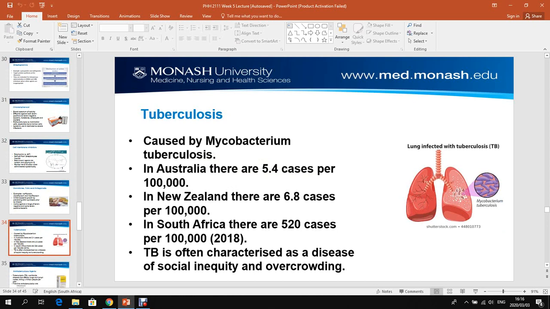Let's look now at tuberculosis, one of the important diseases of sub-Saharan Africa, including South Africa. It's abbreviated as TB. TB is caused by Mycobacterium tuberculosis. This is a pathogen that is likely to infect a large number of people, especially in environments where there is social inequity or overcrowding, for example in informal settlements and townships where the population is large. In such environments, Mycobacterium tuberculosis thrives very well.